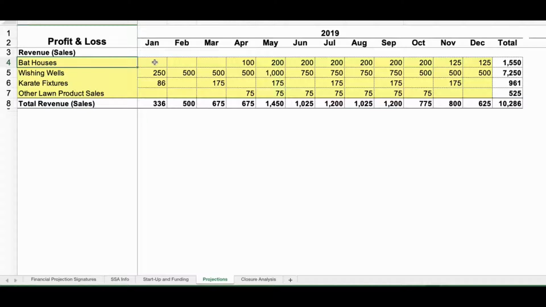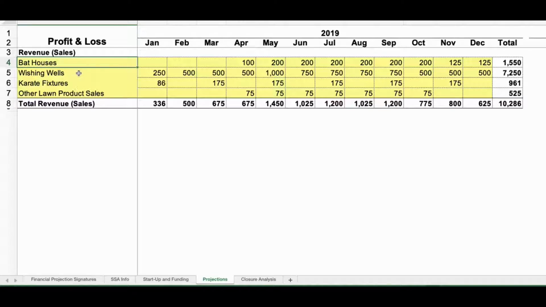So he's not initially projecting any sales in January, February, or March of the bat houses. That may be because it's going to take him a little bit longer to build a few of those, so he's not even really planning to start sales. In April, he plans to sell $100 worth, in May, $200 worth, in June, $200 worth, and so on and so forth. And then you'll see where it totals up at the end of the year, so that we know he's projecting $1,550 in bat house sales for the year.